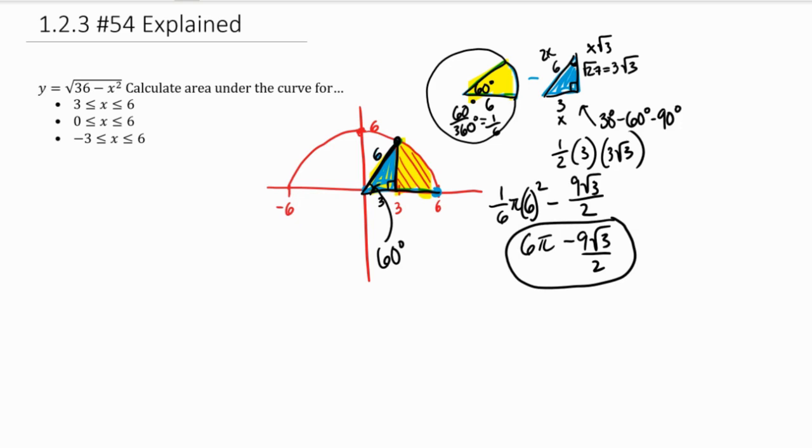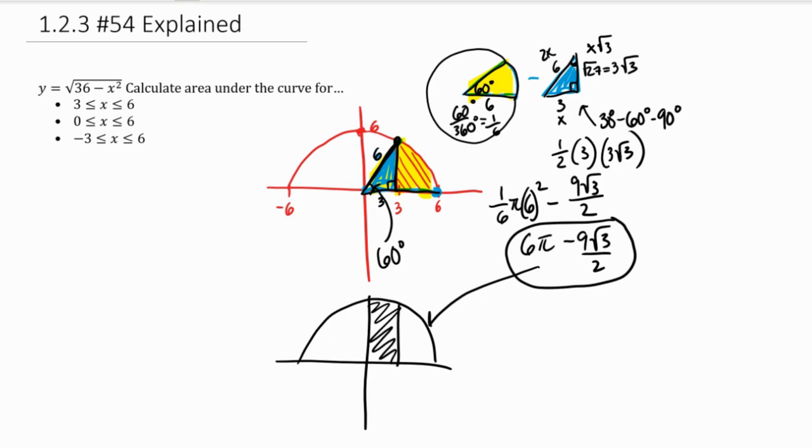The area from 0 to 6 is... did I type that correctly? 0 to 6? Actually, I think it should be 0 to 3. So to calculate the area from 0 to 3, let me just draw that again. From 0 to 3 would be this area. So what I would do is take my area from 3 to 6, which is this number, and then subtract it from a quarter of a circle.